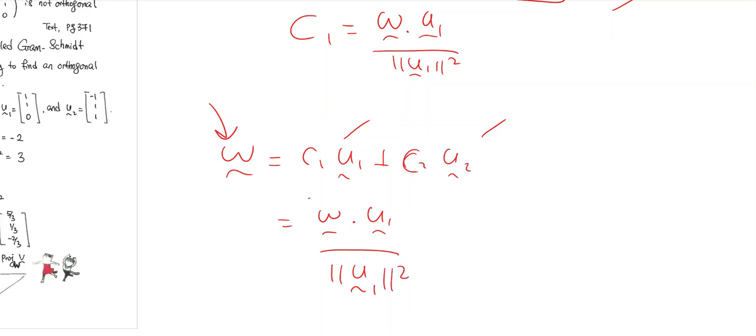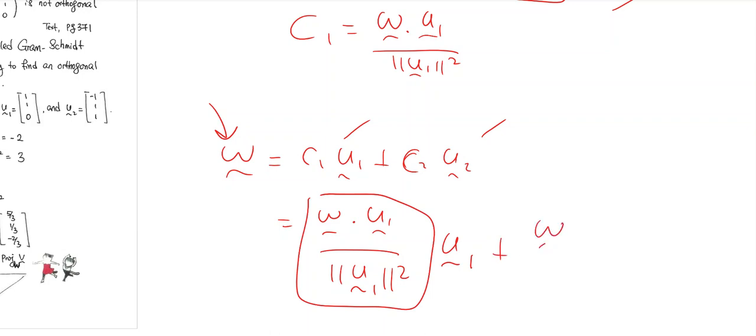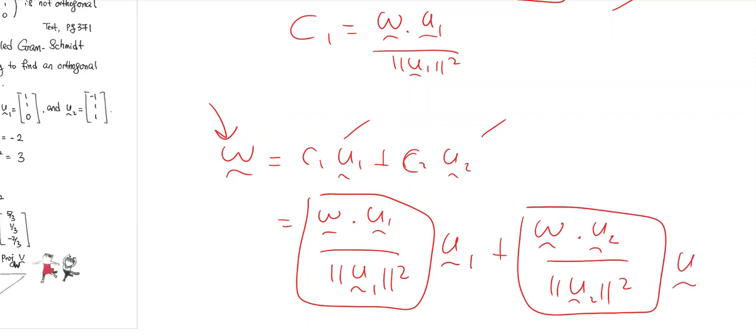So again, this whole thing is a number, and then times u1, plus w dot u2 over the magnitude of u2 squared, which is again a number, times u2. So we know that for any w, you can write it as a linear combination of u1 and u2 because they're bases, and because they are orthogonal bases, we can get c1 and c2 pretty easily.